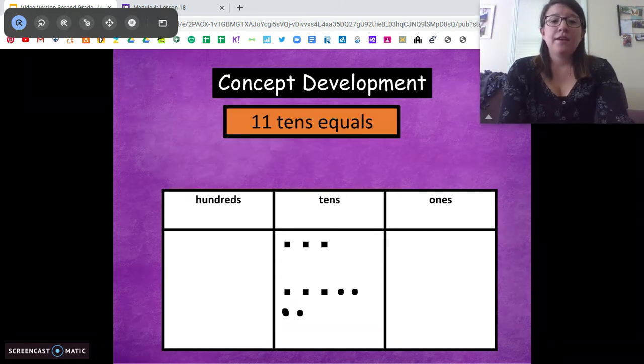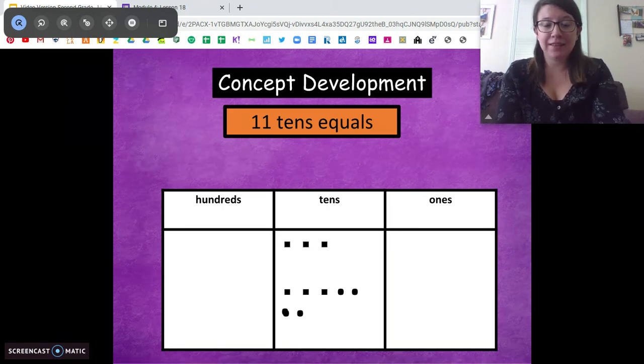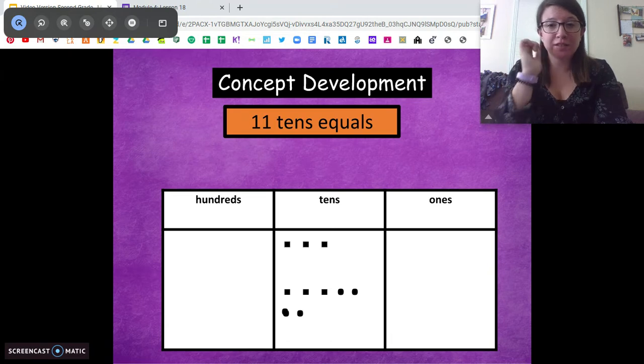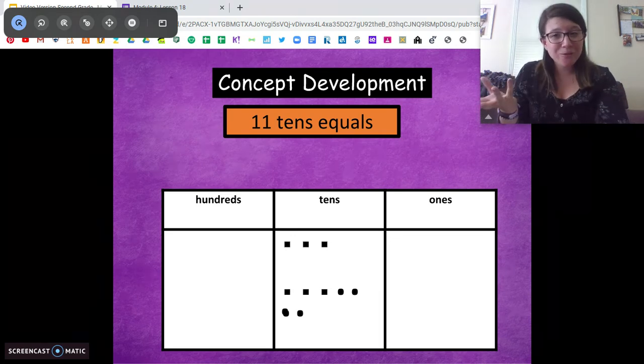Okay. Now, this equals 11 tens. So we have 11 tens in here. What do you think we can do when we have more than 10 tens in the tens place? I want you to pause, talk to someone at home about what you think we should do. Yeah, we can move them over.